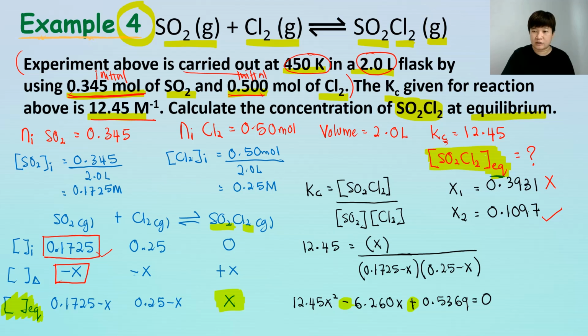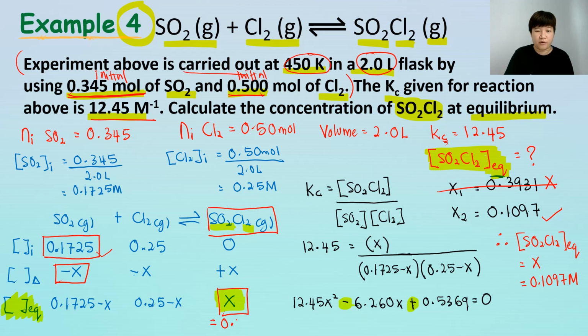Over here, this will be ignored, and we are not going to look at it. Why? Because it's bigger than your initial. It doesn't make sense anymore, right? So your x2 over here is 0.1097, and that is the x that you accept. We are looking for the equilibrium concentration of SO2Cl2, which is now x. In other words, the concentration of SO2Cl2 at equilibrium equals x. Therefore, x equals 0.1097 molar. And that is the concentration of SO2Cl2 at equilibrium. And that's it.